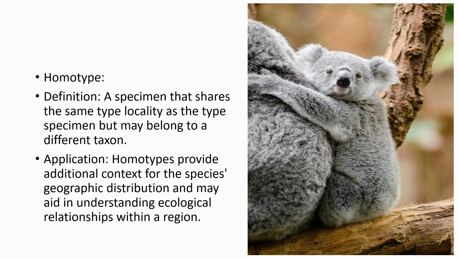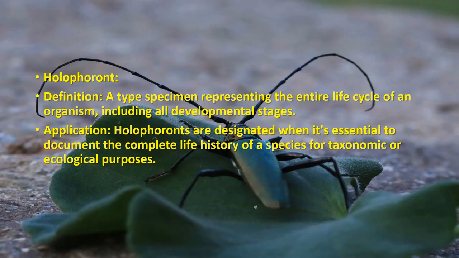Homotype. A specimen that shares the same type locality as the type specimen but may belong to a different taxon. Homotypes provide additional context for the species' geographic distribution and may aid in understanding ecological relationships within a region. Holophoront. A type specimen representing the entire life cycle of an organism, including all developmental stages. Holophoronts are designated when it's essential to document the complete life history of a species for taxonomic or ecological purposes.